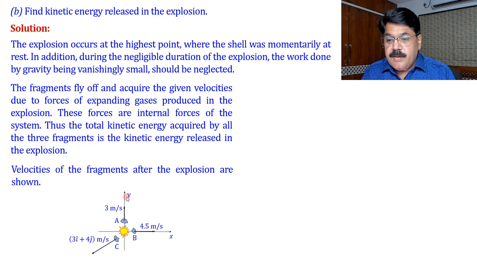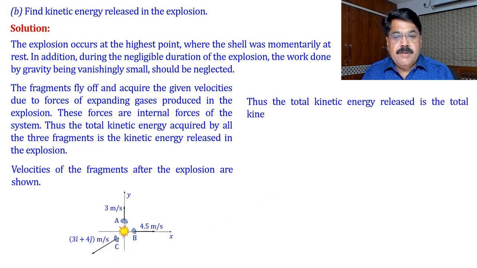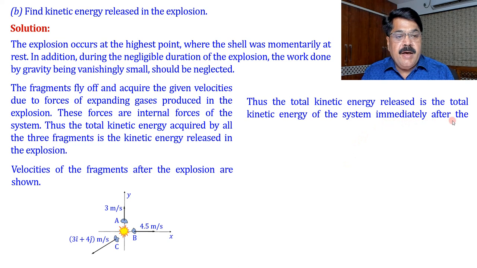So here in the diagram, these are the velocities: fragment A 3 meter per second, fragment B 4.5 meter per second, and fragment C 3i cap plus 4j cap. Now we can write the total kinetic energy of these fragments. Thus, the total kinetic energy released is the total kinetic energy of this system immediately after the explosion. So what we can write here? Summation K is equal to Ka plus Kb plus Kc. So what is K?